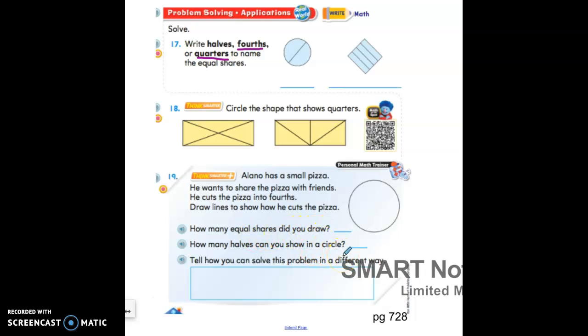Once you do that, I want you to complete your homework pages 729 and 730. Don't forget to take pictures of them and post them in your math portfolio today.